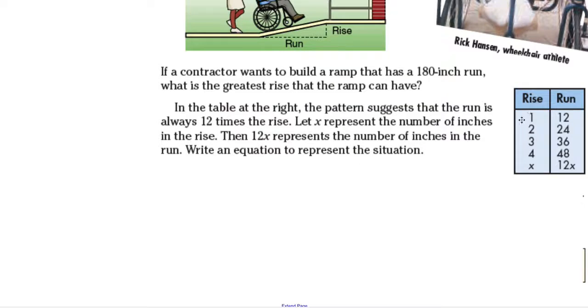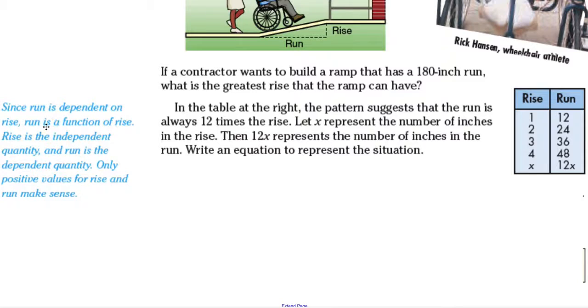So for every 1 inch, there is a 12-inch run. For 2 inches of rise, you have 24 inches of run, and so on. If you follow the pattern, you're simply multiplying by 12, by 12, by 12. Therefore, if your rise is x, logically, your run would be 12x. Since run is dependent on the rise, rise is the independent quantity and run is the dependent quantity. Only positive values for rise and run make sense.